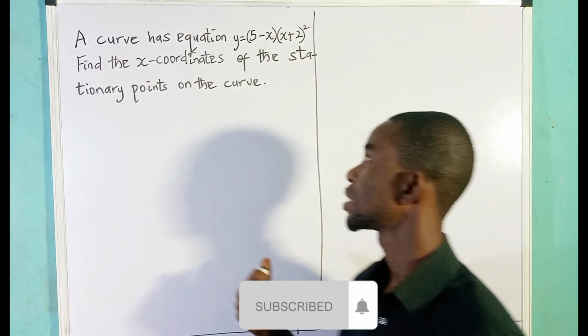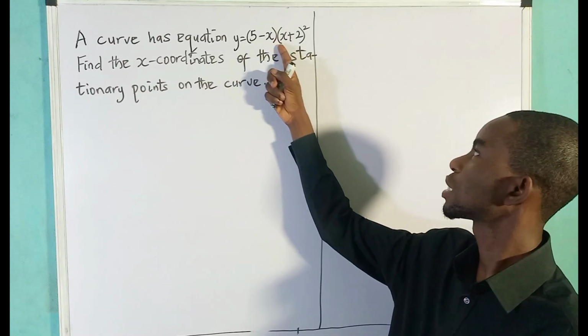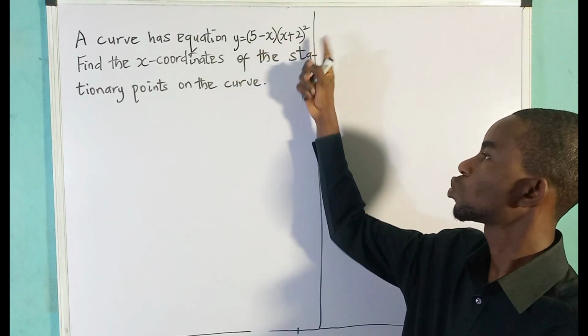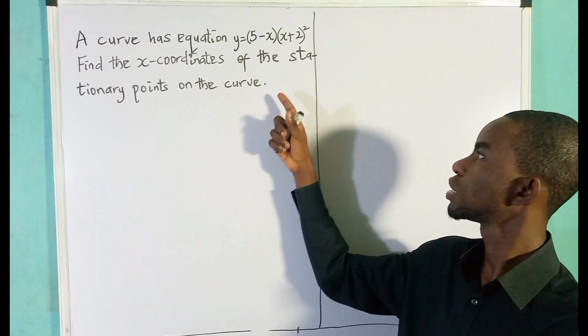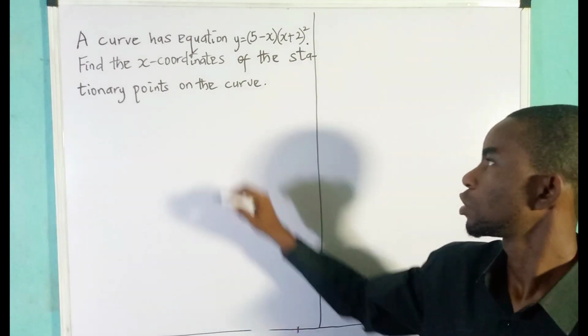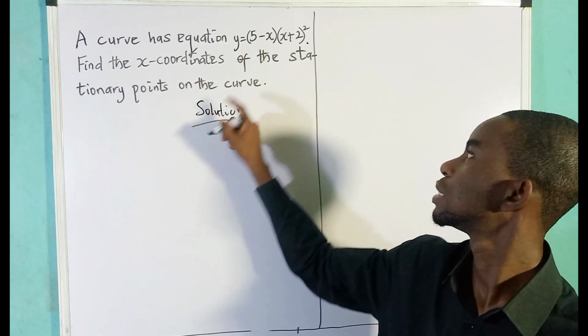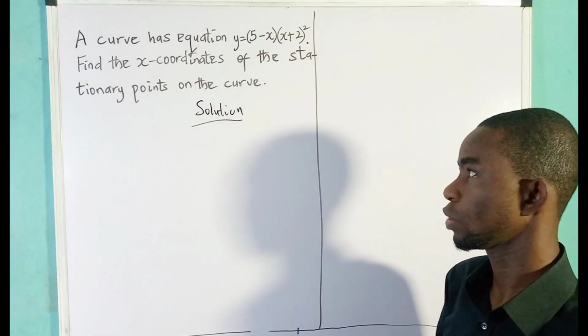The question on the board says a curve has equation y equals 5 minus x multiplied by x plus 2 squared. Find the x coordinates of the stationary points on the curve. So this is how we're going to do it. First of all, I'm going to expand what we have here, and then we'll proceed.